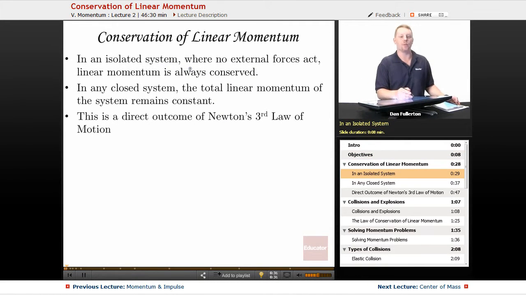In an isolated system where no external forces act, the total linear momentum of that system stays the same. It must be conserved. In that closed system, the total linear momentum is constant. Whatever you have before some event must be exactly the same as the total linear momentum you have after that event. That's a direct outcome of Newton's third law of motion. When object 1 exerts a force on object 2, object 2 exerts the exact opposite force on object 1, same in magnitude, opposite in direction, which maintains that amount of linear momentum in that closed system.